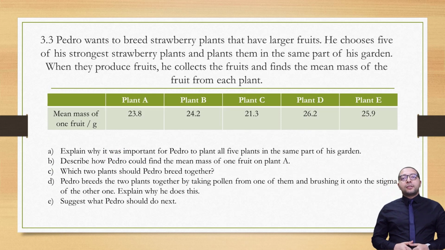Right now we're going to answer question 3.3. Pedro wants to breed strawberry plants that have larger fruits. He chooses 5 of his strongest strawberry plants and plants them in the same part of his garden. When they produce fruits, he collects the fruit and finds the mean mass of the fruit from each plant. And this table is representing the information for his experiment.